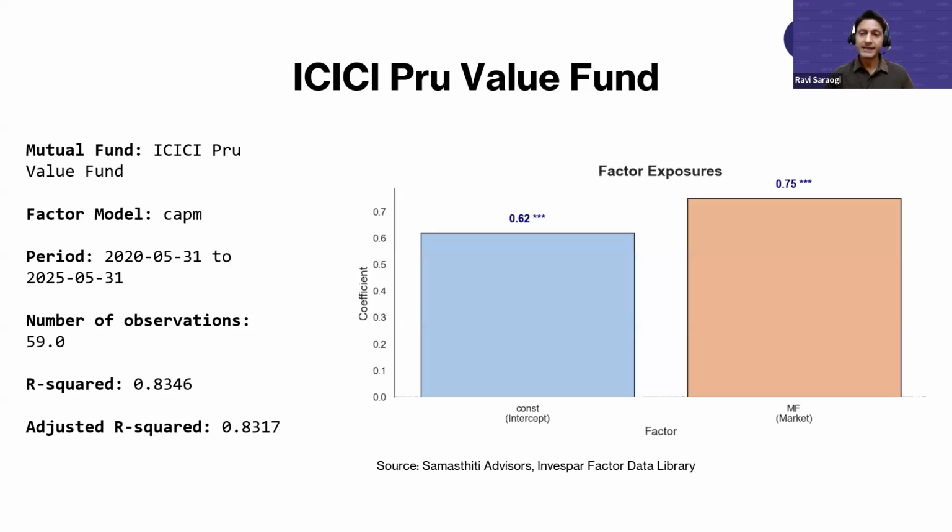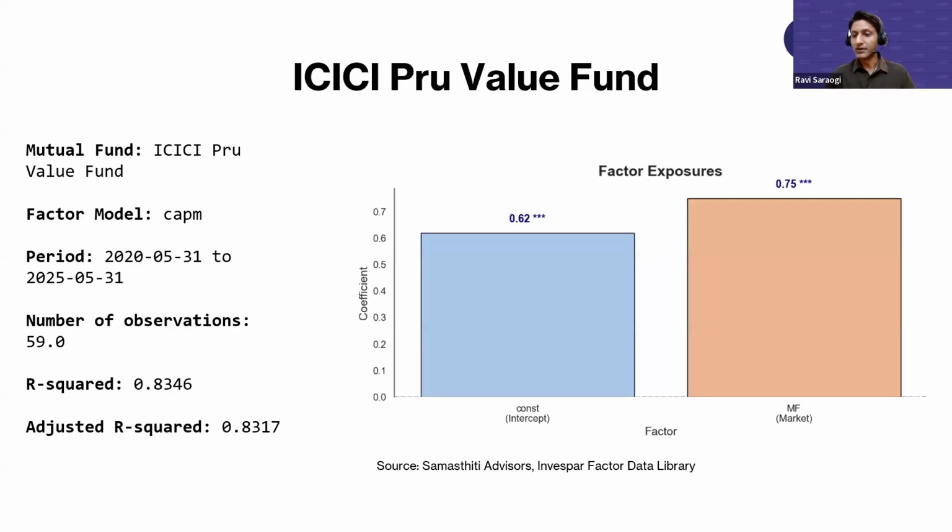It means that the regression output and this coefficient are highly statistically significant. There is a lot of certainty attached to that coefficient. So the alpha is 0.62% per month. This means that the fund has delivered some excess return even after adjusting for the market risk. On the right is the market beta. So after removing the market beta, there is still alpha that the fund has generated.